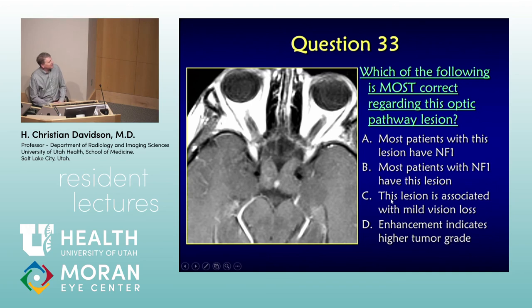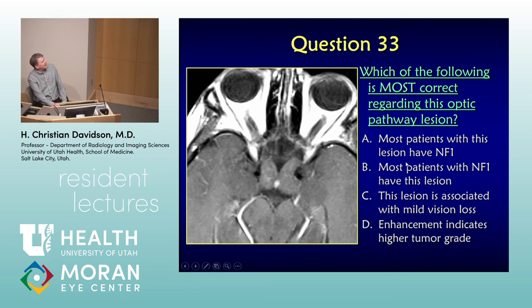Okay. So what's the optic pathway lesion here? You have a T1 post contrast, because we have all the enhancement of the vascular structures and the mucosa, which have these big, fat, bilateral optic nerves, chiasm, and tract. So this is an optic pathway glioma. So the question is, which of these statements is the most accurate?